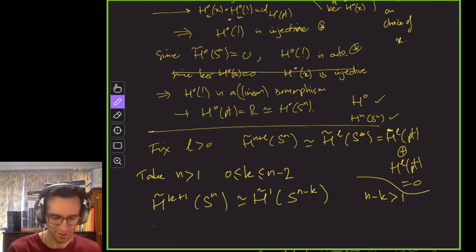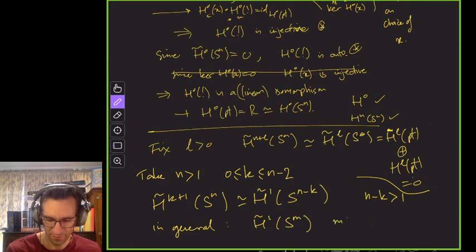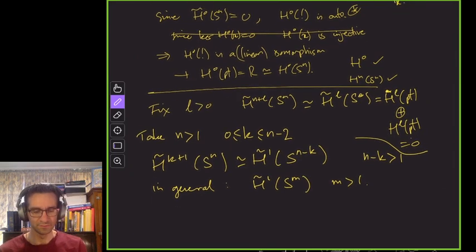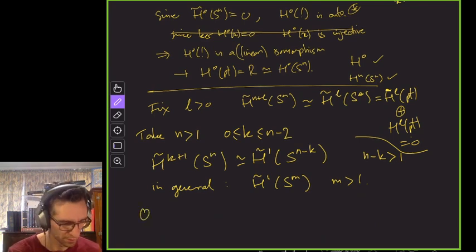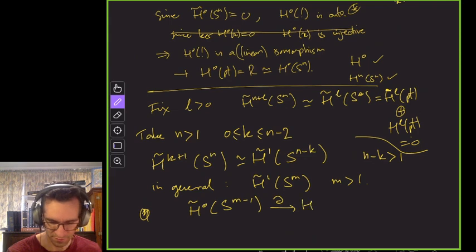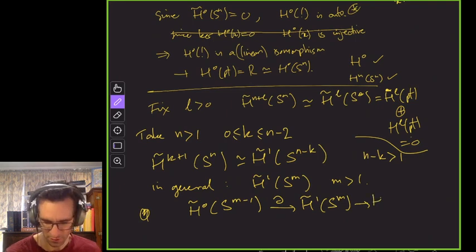So in general, can we calculate H1 of Sm for m greater than 1? And then we should be done. So let's look at the low end of the cohomology long exact sequence. Let's say H0 of U intersect V, m minus 1, the connecting homomorphism delta goes to H1 of Sm, goes to H1 of U direct sum H1 of V.